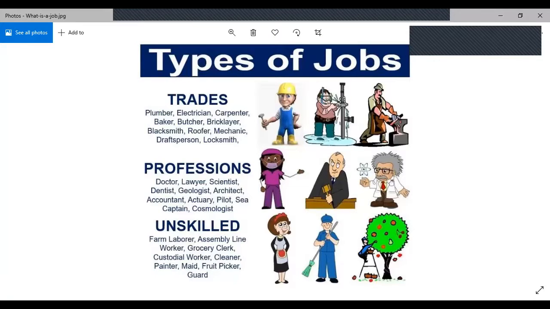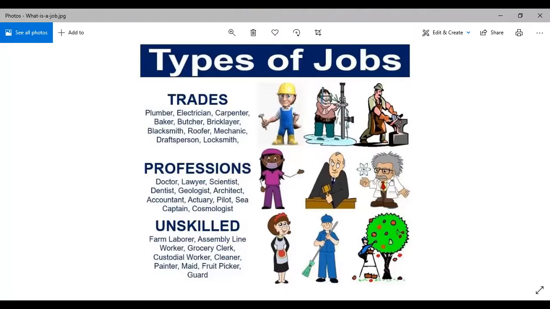Let's discuss them. First comes trades: plumber, electrician, carpenter, baker, butcher, bricklayer, blacksmith, roofer, mechanic, draftsperson, and locksmith. All of these come under the heading of trades, right?